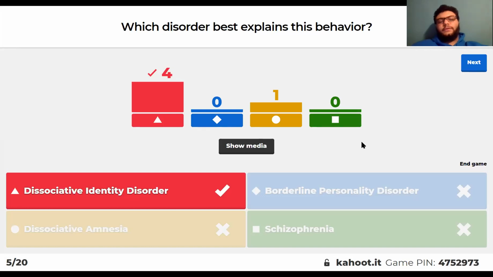Yeah. So like we said, anything that affects different personalities, different identities, anything that we discussed in personality psychology, a dissociation from the usual personality, might identify with dissociative identity disorder. Dissociative amnesia would be more about memory or forgetting certain events or time periods.